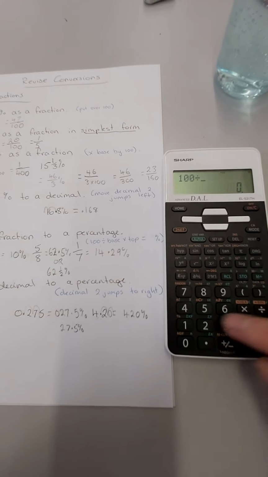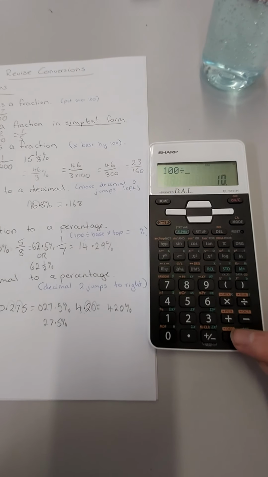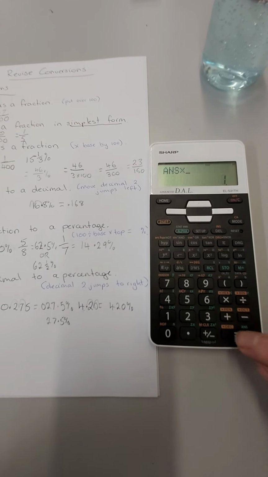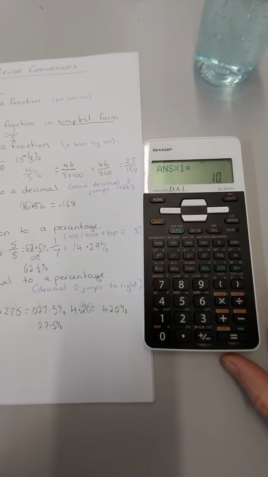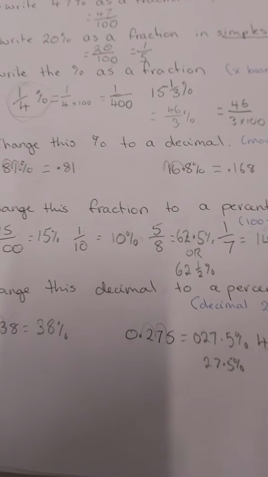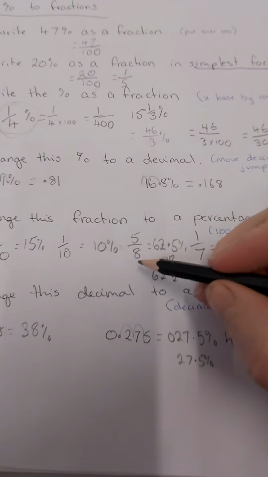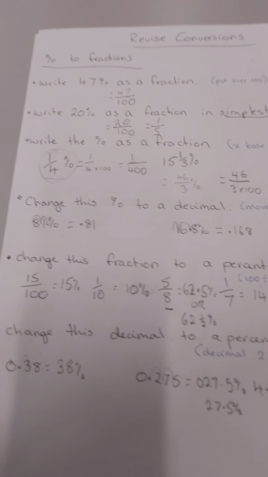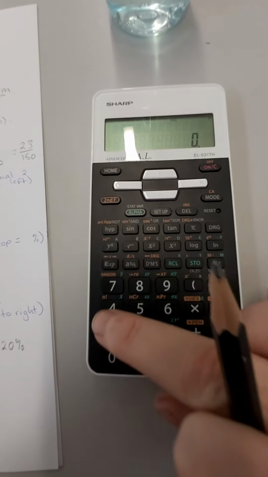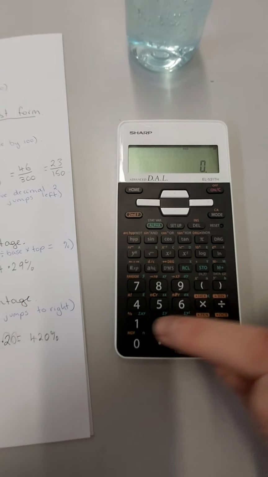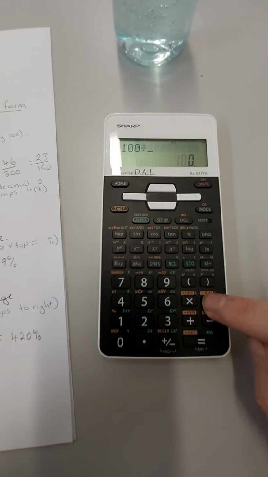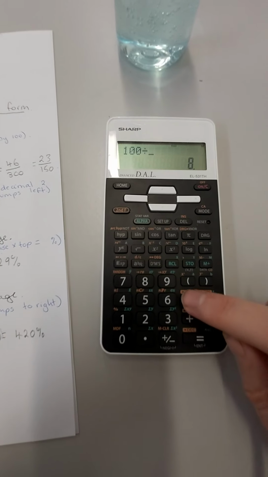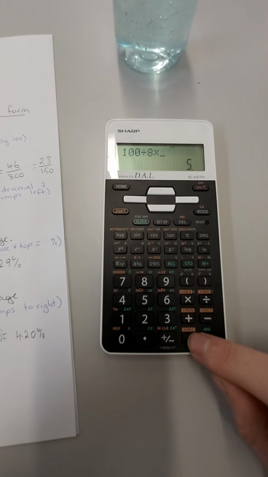100 divided by our base number, which is 10. Okay, and then times by 1, you should get 10%. Yeah. The next one here, 5 over 8. Okay, use your formula: 100 divided by our base number, 8, times our top number, which was 5.